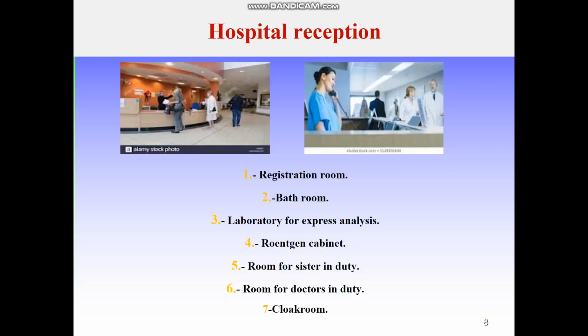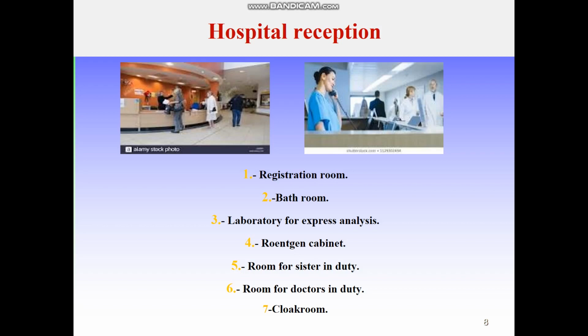Hospital reception. Internal planning of the reception must protect the hospital against intra-hospital cross-infection. There must be a separate reception for children, patients with lung tuberculosis, and obstetrician. Reception is in the main building.